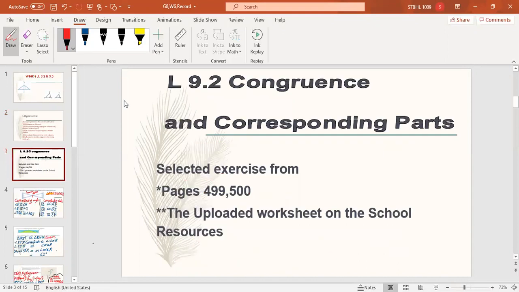We will begin with lesson 9.2, congruence and corresponding parts. We will solve selected exercises from your textbook, pages 499 and page 500, and some selected exercises from the uploaded worksheet on the school resources.